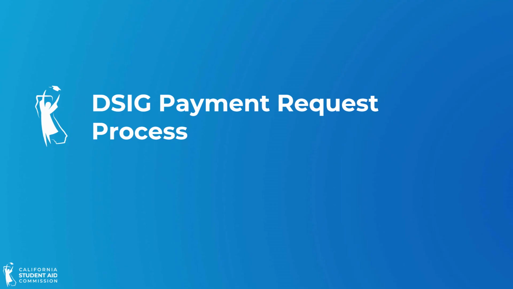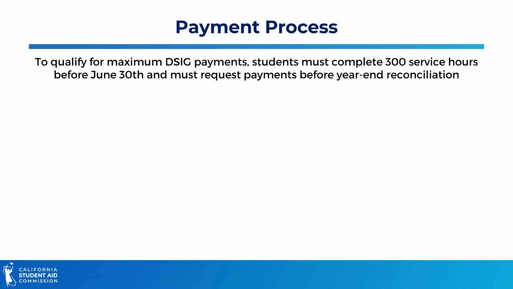Next, let's review the DSIG payment request process. To qualify for maximum DSIG payments, students must complete 300 service hours by the end of the academic year on June 30th and must request final payments by the year-end reconciliation deadline. However, students should not delay until the year-end reconciliation deadline to finish their hours or request payments. They should submit a payment request form for each block of hours they complete.